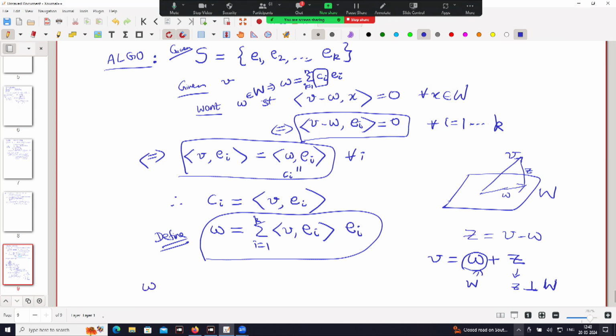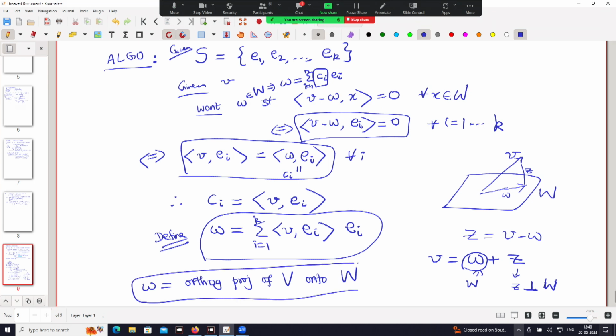So, let us give that a name. W is called the orthogonal projection of V onto the subspace W. Okay. So, this is an important construction, and what we have seen is that it is actually very easy to carry out. If you know the orthonormal basis of the subspace, you can figure out the orthogonal projection onto the subspace very easily. Is that okay?